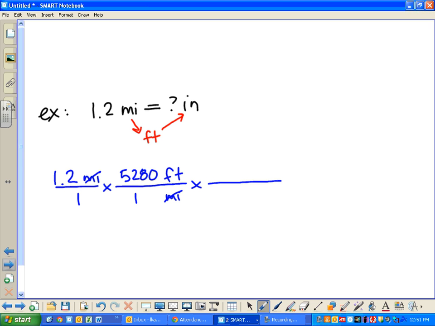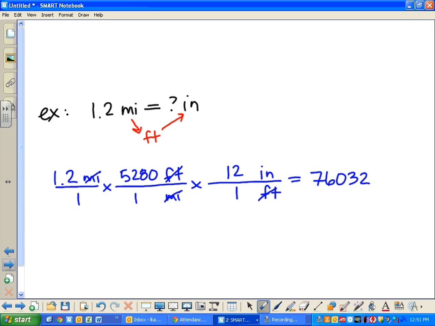Taking feet, I want to get rid of that, so I put that on the bottom and the next side. And I want to go to inches on top. In 1 foot, there are 12 inches. Remember, the top and bottom of these two should equal each other. And I can divide out feet. So now in my calculator, I would do 1.2 times 5,280 times 12. My calculator tells me the answer is 76,032.